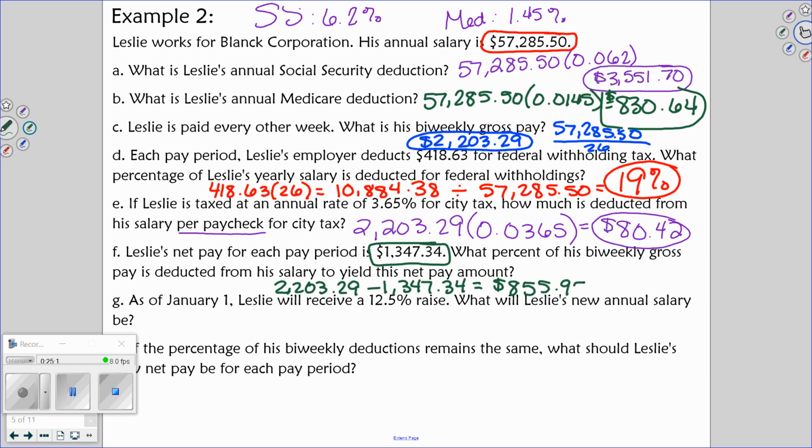$855.95. So that's how much every paycheck goes to taxes and everything else. Now, the question, though, we didn't answer it yet. The question asked what percent is deducted from his salary. So what do I have to do with that amount?